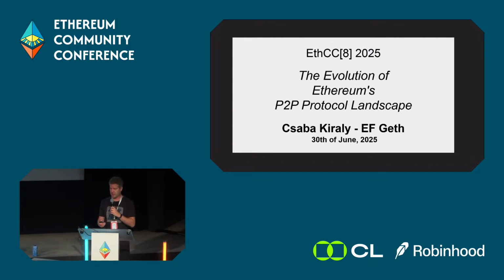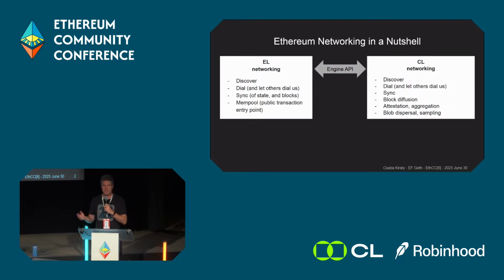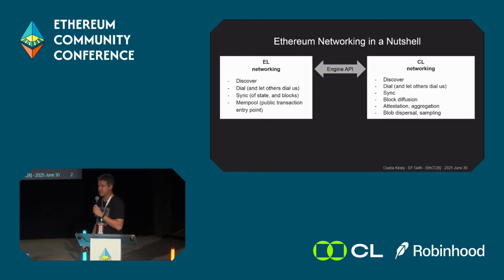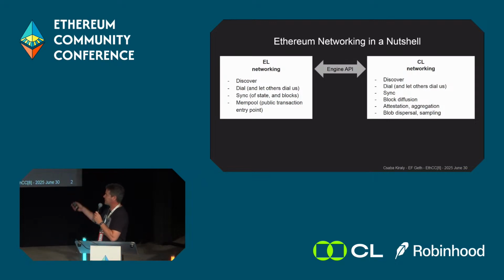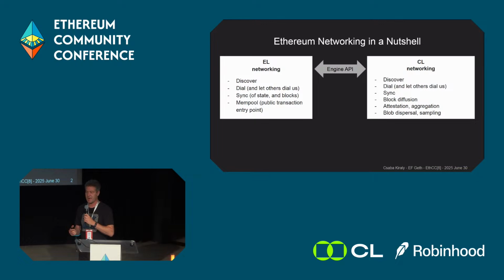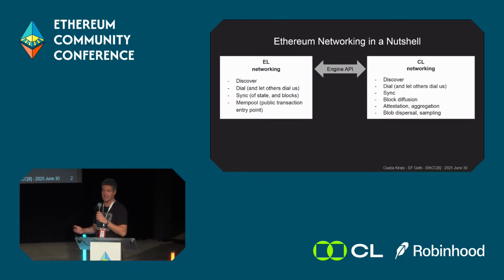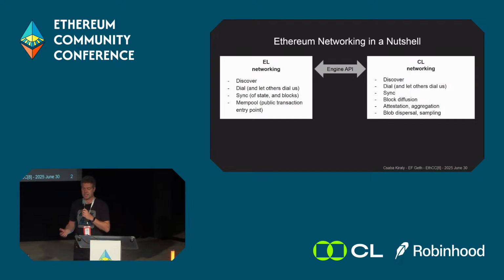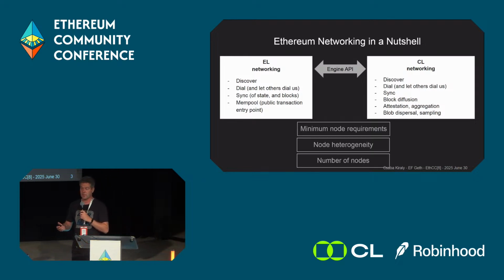I'm calling it landscape because depending on who I speak to, I see different views of what's in the P2P protocol. So we have quite a number of complexities in the P2P protocol landscape. We have the EL networking with its discovery, dial, sync, and then the mempool. And then we have the CL networking, which again is discovery, dial, sync. And then it does the block diffusion, the attestations, the attestation aggregation, and the block dispersal. And then there's the connection between the two, which is also part of this protocol landscape, I would call, the engine API.